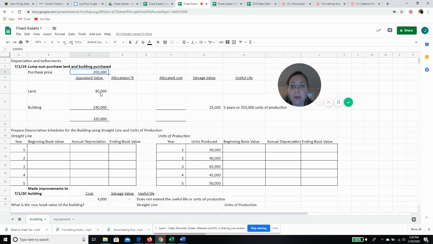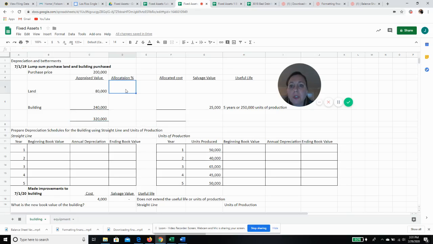We don't know how much the purchase price was for each, but we do know the appraised value. So we got some sort of appraisal from an independent appraiser, either a private one or it could have been the government appraisal. And the land has been appraised at $80,000 and the building at $240,000. So the total land and building combined have been appraised at $320,000. We bought it for $200,000, so we got quite the deal.